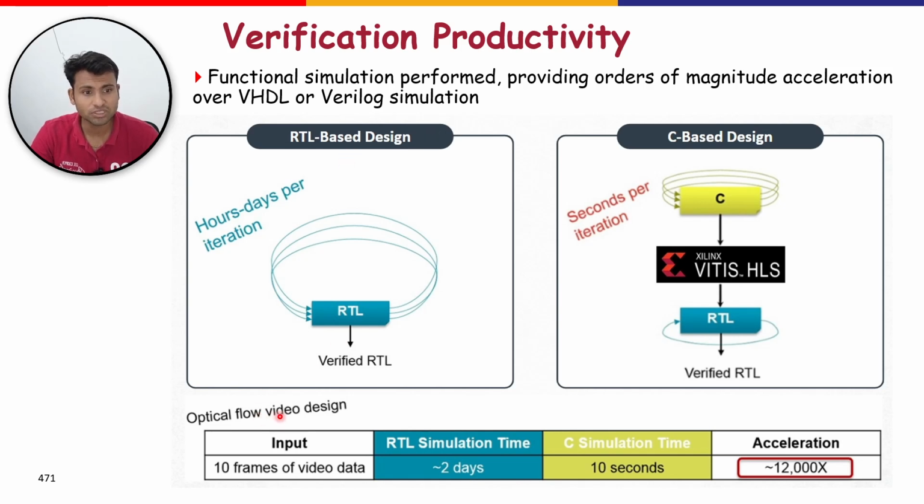With a video motion estimation algorithm, the C input to Vitis HLS executes 10 frames of video data in 10 seconds, while the corresponding RTL model takes roughly 2 days to process the same 10 video frames. This simulation time is improved by almost 12,000 times when you compare C simulation with RTL simulation.